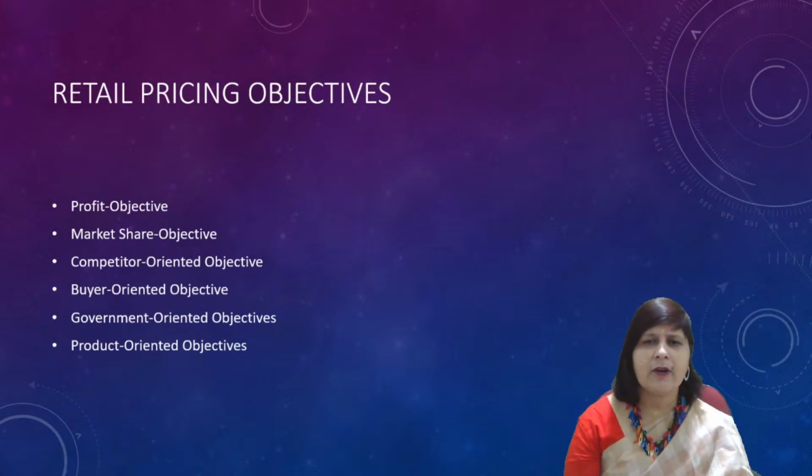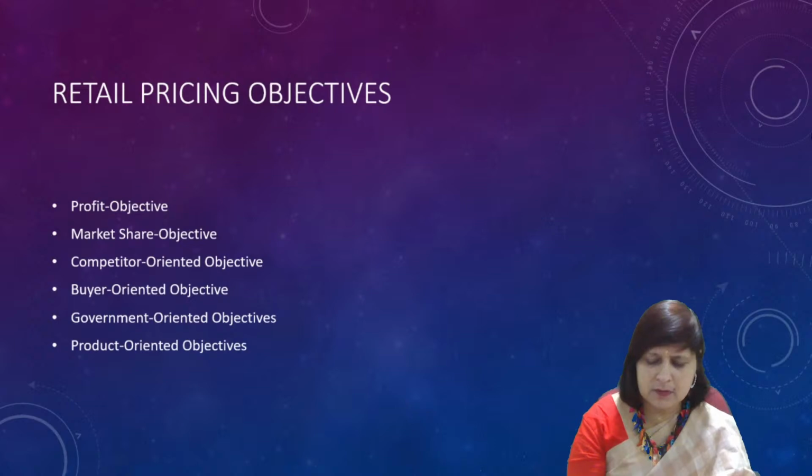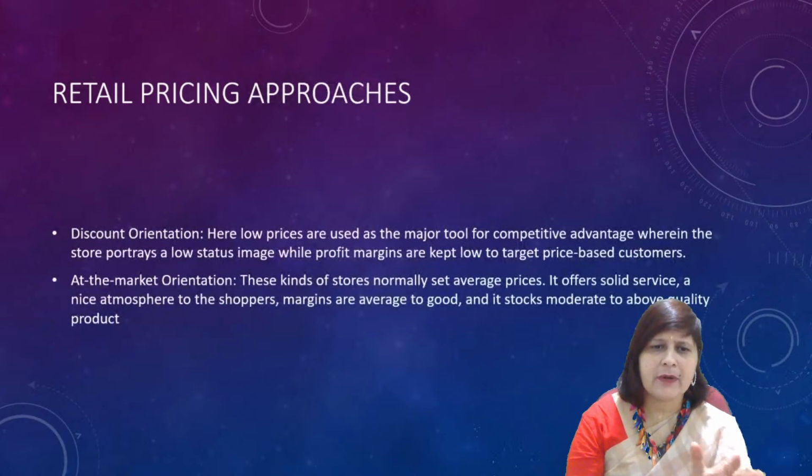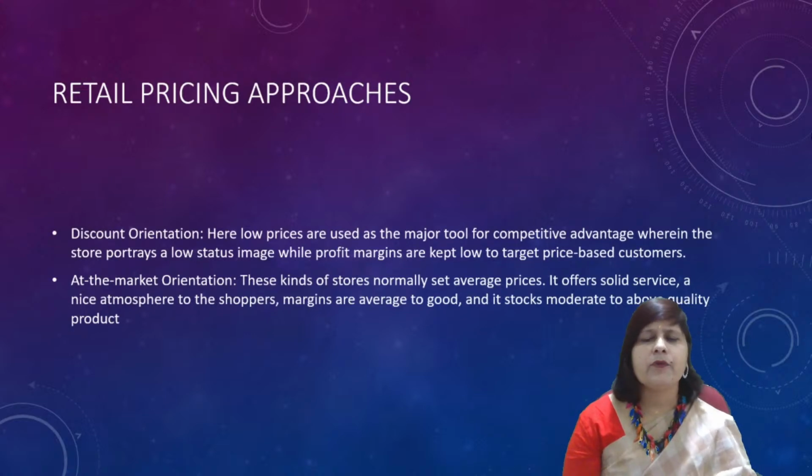Then the product oriented objective: what type of product you are offering, right? So these are all retail pricing objectives, right? What are the approaches of retail pricing? First is the discount orientation approach. Here, low prices are used as a major tool for competitive advantage, wherein the store portrays a low status image while profit margins are kept low to target the price based customer.